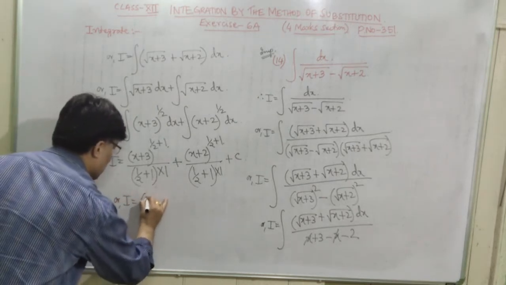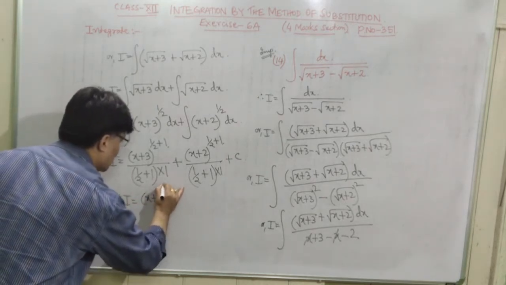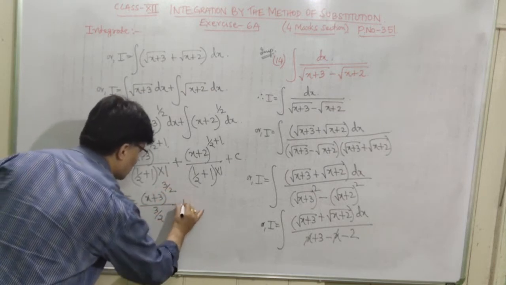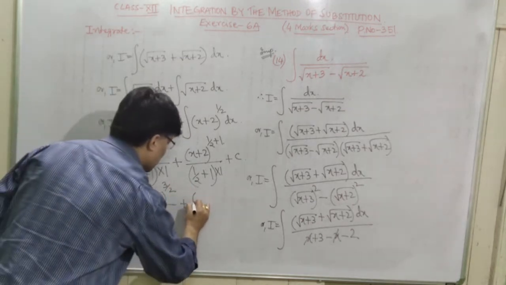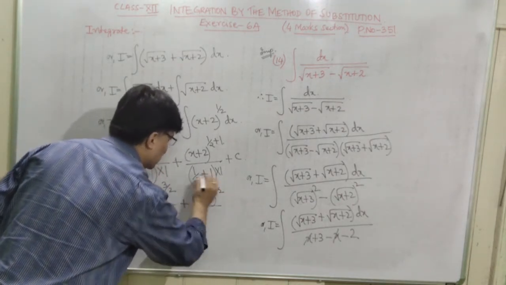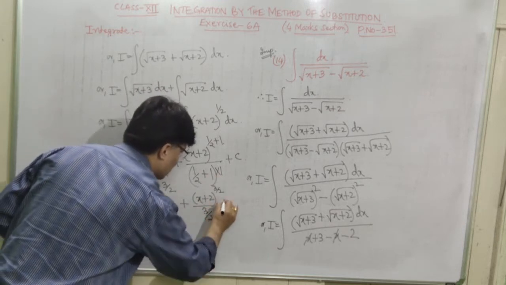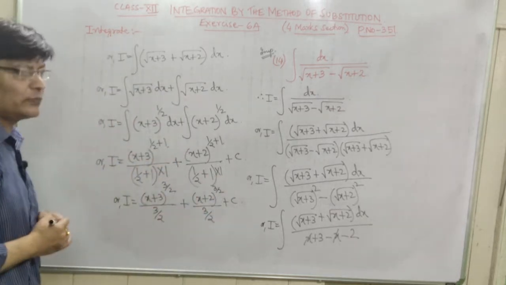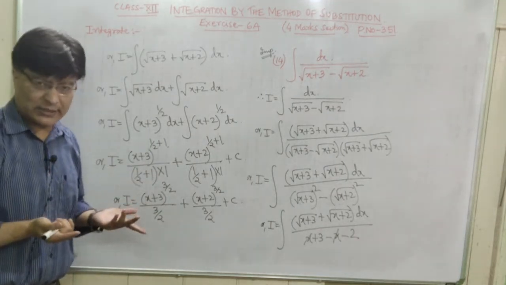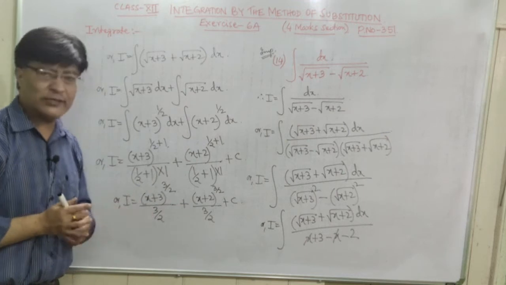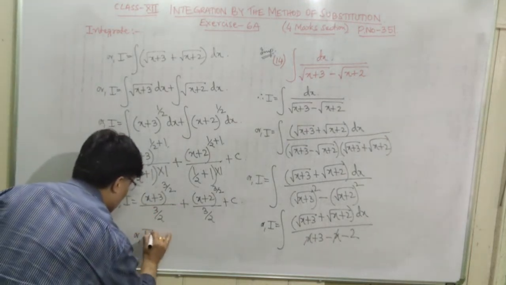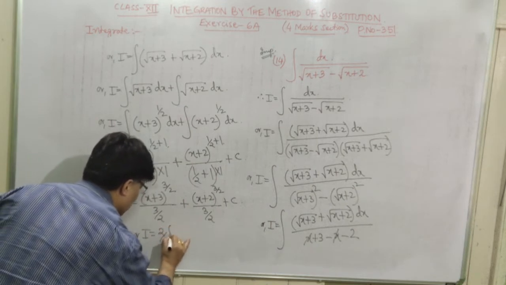Or this is (x plus 3) whole to the power 3 by 2, divided by 3 by 2, plus this is also (x plus 2) whole to the power 3 by 2, divided by half plus 1, which is 3 by 2, plus c. Now when this 3 by 2 goes up in the numerator, it becomes 2 by 3, isn't it? This also 3 by 2 becomes 2 by 3 in the numerator. So what is common out here? 2 by 3.